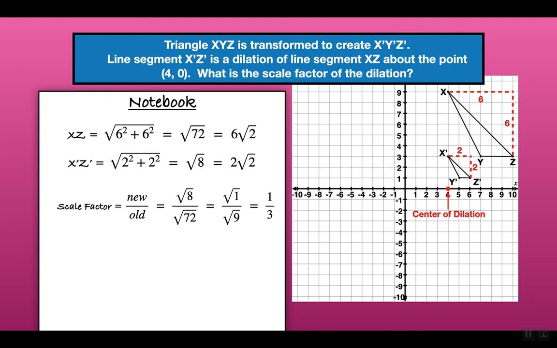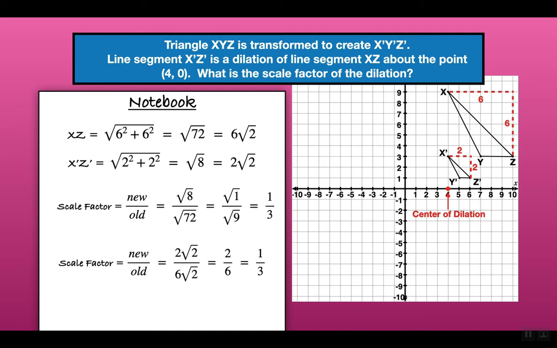Okay? So the new side is square root of 8. The old side is square root of 72. And when I simplify that, I get 1/3. Or you could have done it this way. The new side is 2 square root of 2. The old side is 6 square root of 2. And when you simplify that, you're also going to get 1/3. Again, you could pause the video and look at that slowly and analyze what I did.